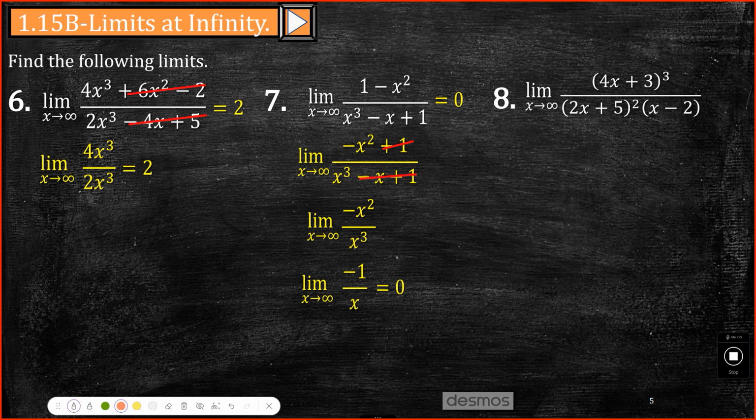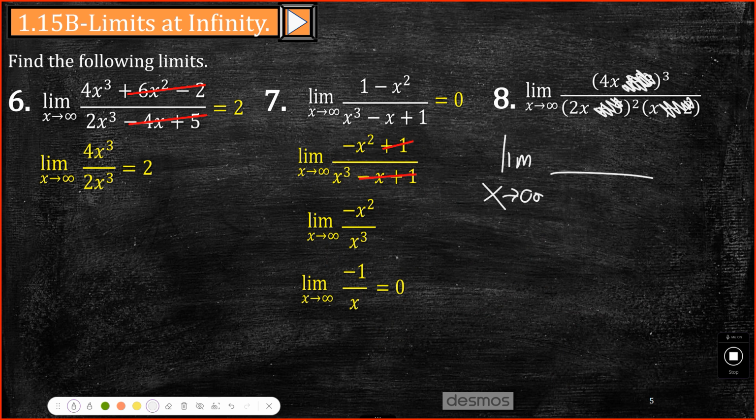Number 8, the limit as x approaches infinity. Again, these numbers become inconsequential as x gets bigger and bigger all the way to infinity. For the bottom, the constant becomes almost nothing. Then we can rewrite this as limit as x approaches infinity.